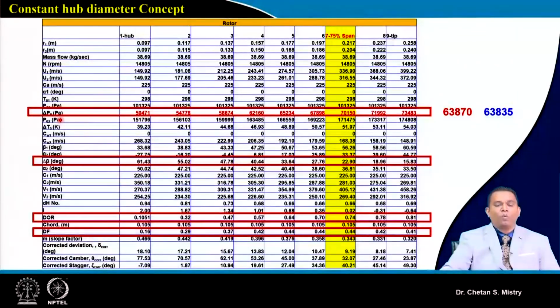Now once this is configured, we know our C2 and our alpha 2, and that will be the input for my further design of the stator. Here in this case, since we have taken the same configuration for aspect ratio, for constant tip diameter configuration and constant hub diameter configuration, my chord is coming out on the higher side.